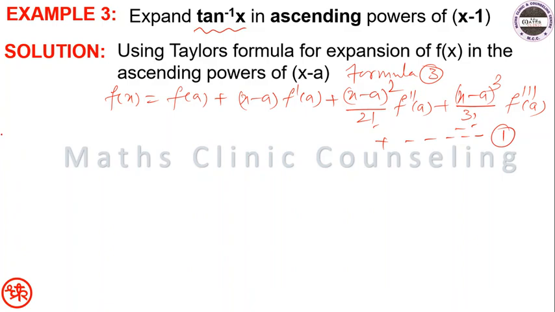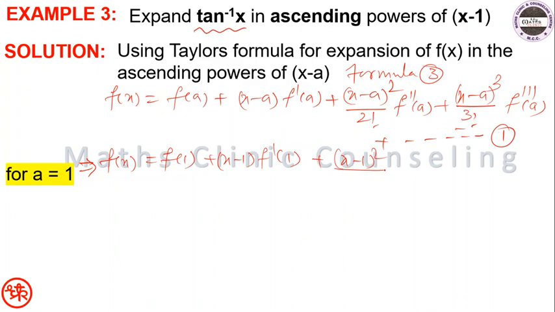Now for a is equal to 1, what will you get? For a is equal to 1, it would be f of x is equal to f of 1 plus x minus 1 into f dash of 1 plus x minus 1 whole square by 2 factorial, means 2, f double dash of 1 plus x minus 1 raised to the power 3 by 3 factorial, is 6, f triple dash of 1 and so on, and this is now equation number 2.